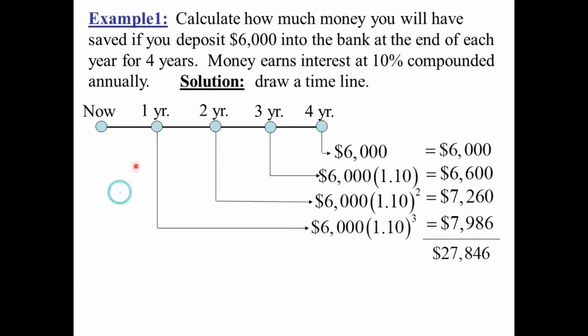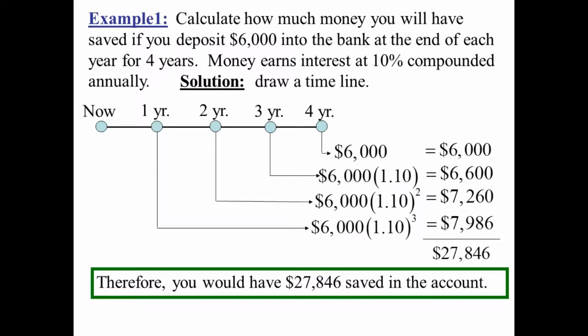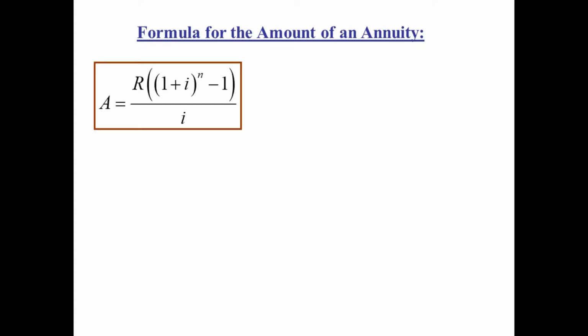Now, consider for a moment, if payments were made every single month, there'd be 48 of these things to calculate, and nobody wants to do that. So good thing there's a formula. And the formula also comes from the previous unit, but it's been modified only slightly. Let's take a look. Formula for the amount of an annuity. Here it is. Another formula to be learned.